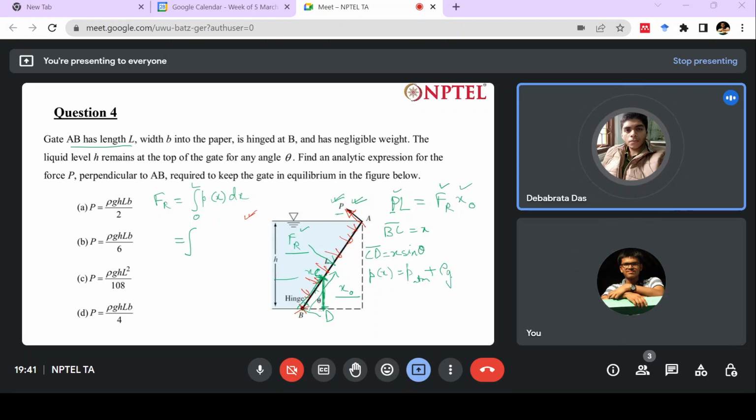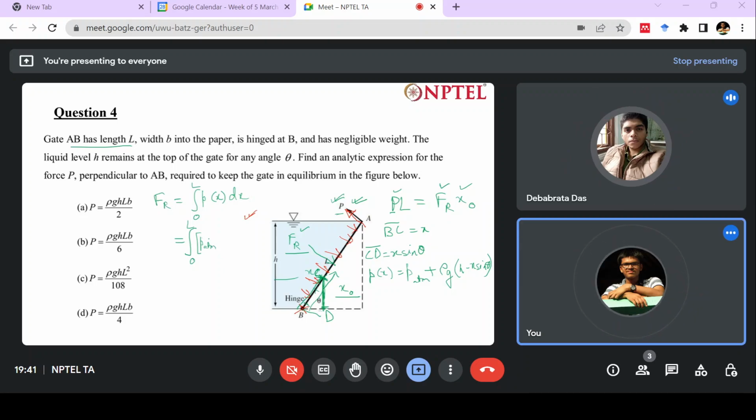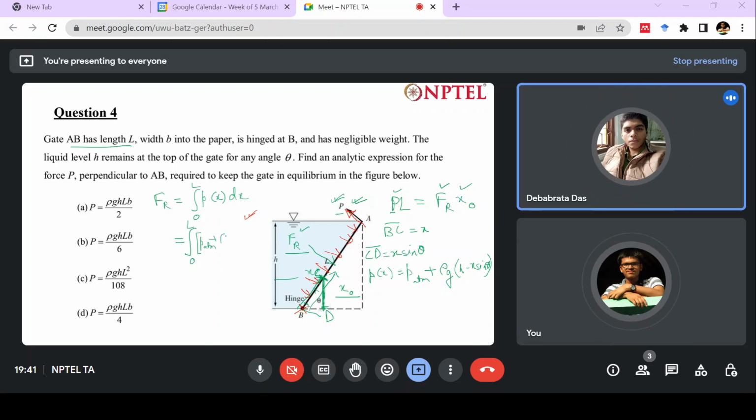So this is rho g times (h minus x sine theta). We can put this here. So we have the integral from 0 to L of this expression, P atmosphere plus rho g (H minus x sine theta) dx.